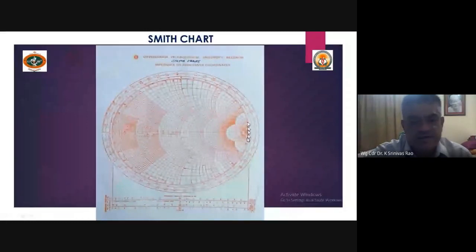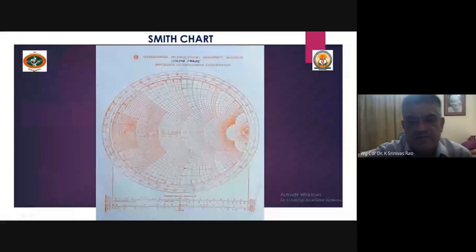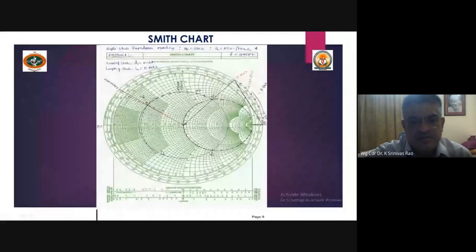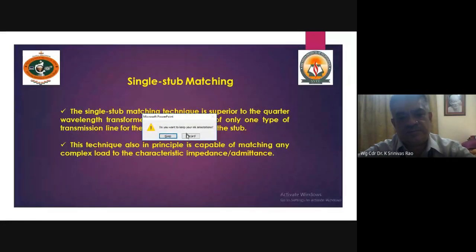So this is just an indication of the Smith chart. You can have a look at how the Smith chart looks. You can see the concentric circles, and there are horizontal scales with respect to the Smith chart. We'll see in the next class how the Smith chart is operated, and how we can calculate the various parameters on it. I'll show you some typical Smith chart calculations. In the next class we'll deal with all the details of how the Smith chart is used for calculation. Then we'll see single stub matching in the next class.